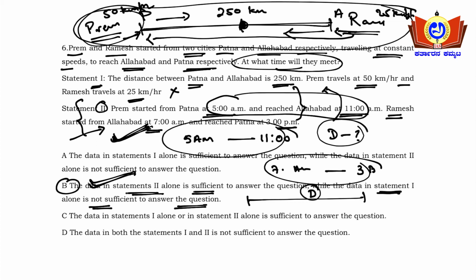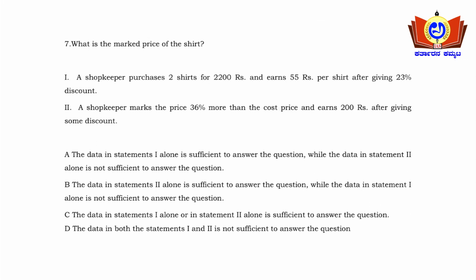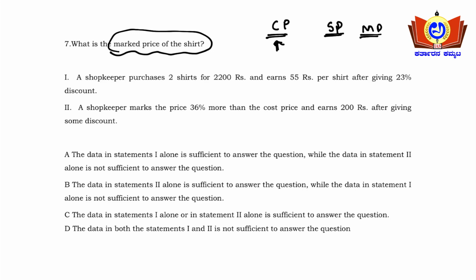Okay, so moving on to the next question. The question reads, what is the marked price of the shirt? There are prices here like the cost price, the selling price, which is the price at which the shopkeeper will be selling, and the cost price, which is the price at which the customer buys it. And there will be a marked price, which the shopkeeper will mark.